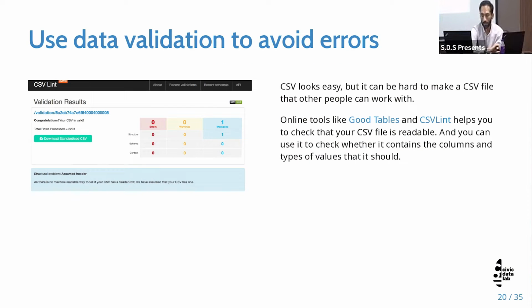Alright, so another important one: use data validation to avoid errors. There are at least a couple of tools available, and both of them are open source tools, Good Tables and CSV Lint. So whenever you have a CSV file, especially if you are downloading it from a public source or even from a private source, before even opening the file, you can use these tools to check if the data structure is consistent, the header values are there, and the total number of missing values.